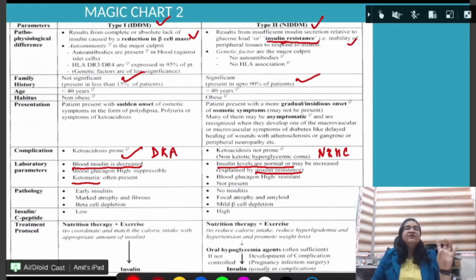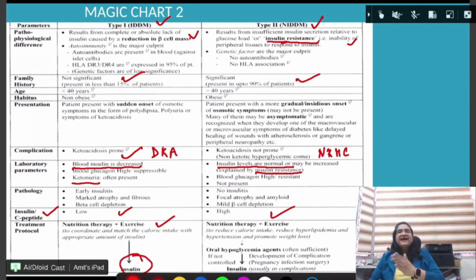In type 1, we see insulin and C-peptide ratio to be low, whereas in type 2, because resistance has developed, we might see insulin and C-peptide are very high. Treatment for both of them is nutrition and exercise, plus for type 1 it is always insulin, whereas for type 2, you have to remember oral hypoglycemic agents.